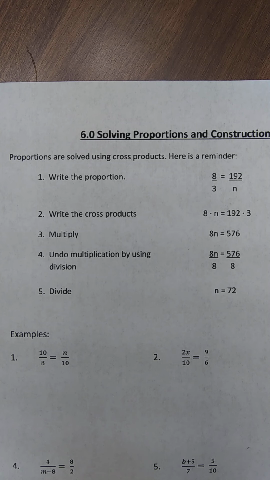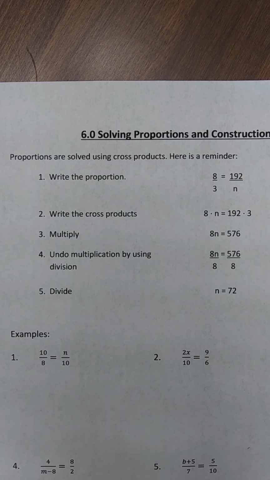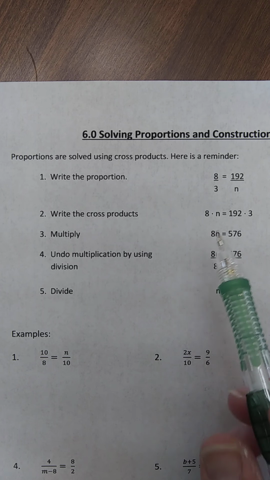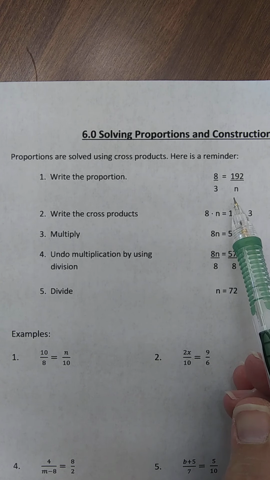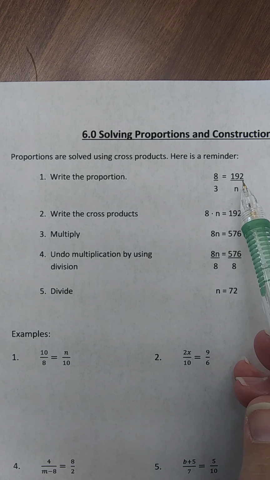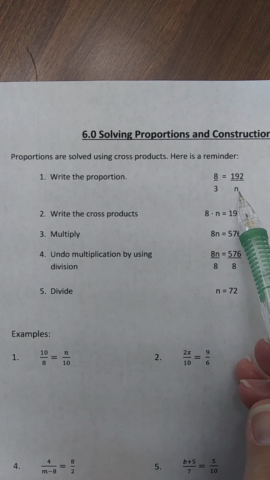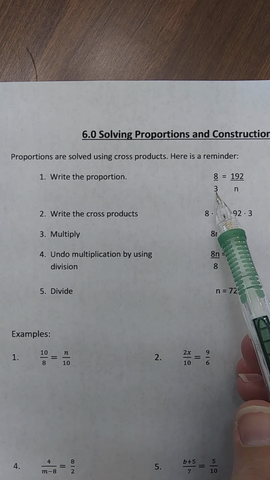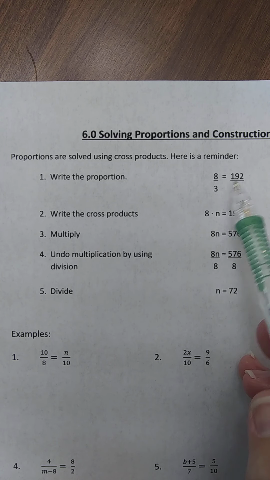So we're going to do just a couple of review things. One of those being proportions and another one being about triangle congruence. So you solved proportions probably back in middle school. At some point in time, a proportion was the setup of two fractions that are equal to one another. And that means that their cross products are also equal. So 8 times n would have the same value as 3 times 192, and that's how you would solve these.